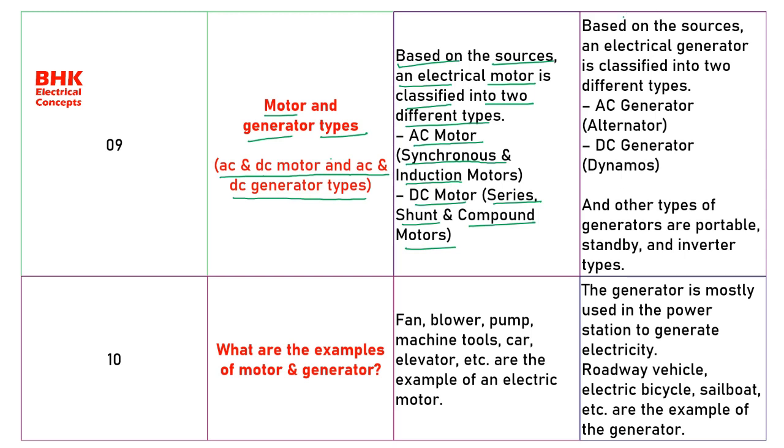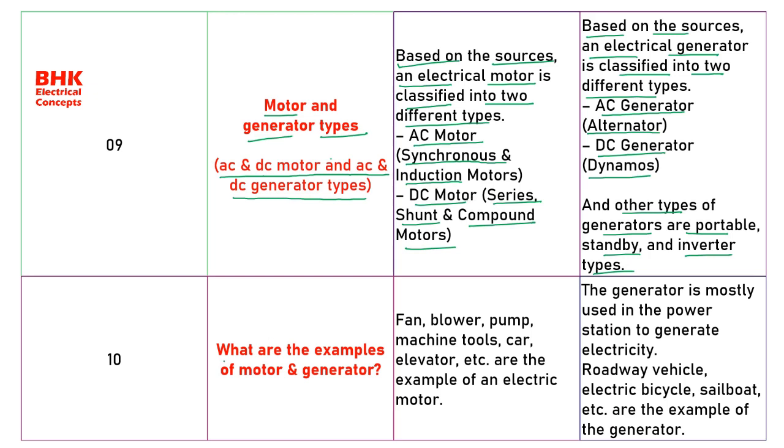And here coming to the types of generators. Based on the sources, an electrical generator is classified into two types. One is AC generator, we can also call it alternator. DC generator, we can also call it dynamo. Here other types of generators are portable, standby and inverter types. So these are the types of generators we are using, and these are the types of motors available.